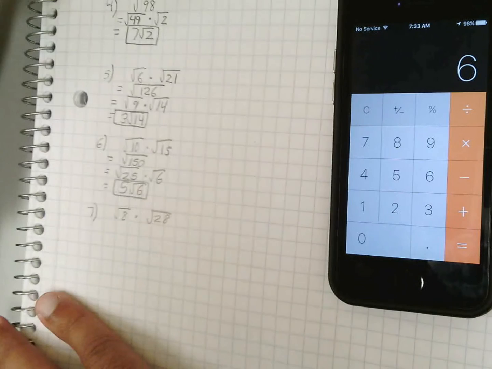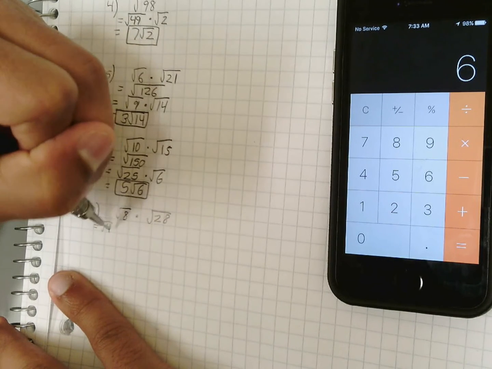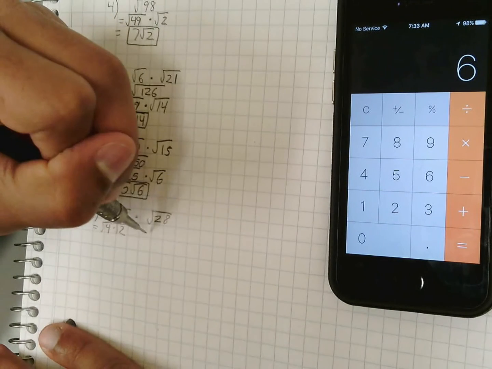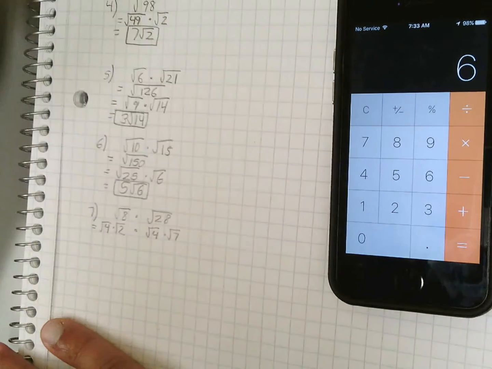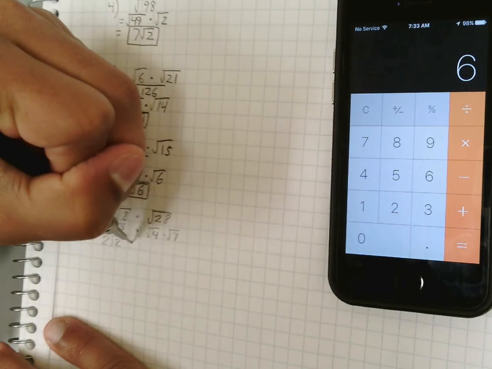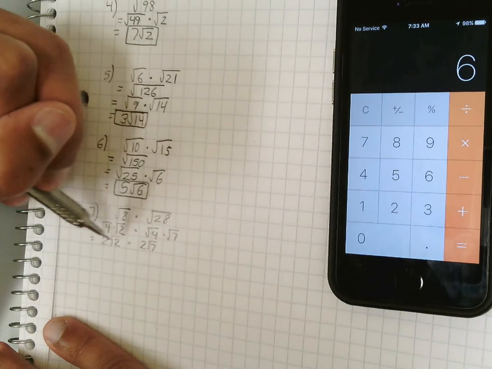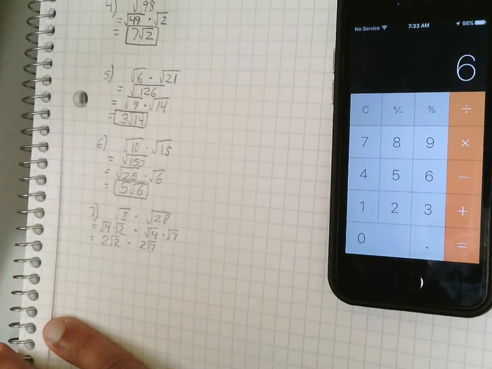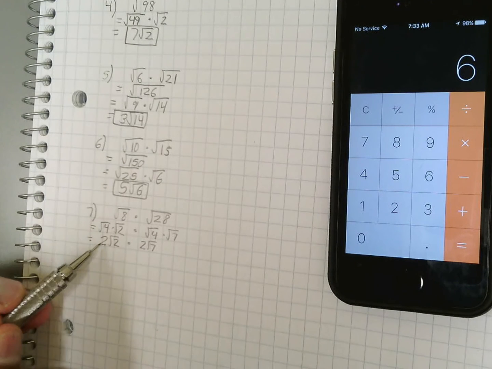So I'm going to go ahead and simplify by writing the square root of 8 as the square root of 4 times the square root of 2. And I'll write the square root of 28 as the square root of 4 times the square root of 7. Well, the square root of 4 is 2, so I have 2 root 2 times 2 root 7. Well, this is just multiplication. 2 times the square root of 2 times 2 times the square root of 7. So I can multiply these in any order because of the commutative property of multiplication.